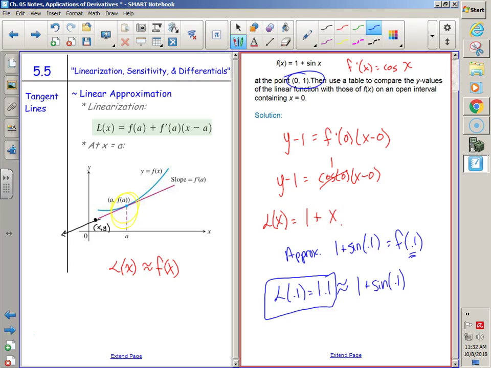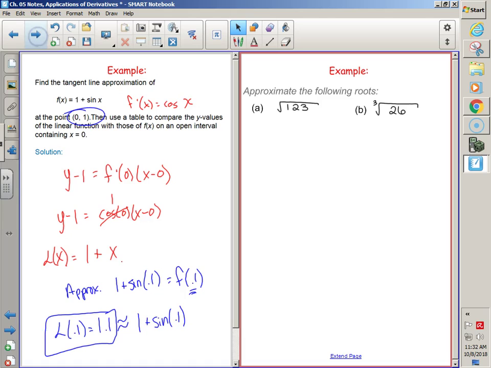Yeah, the slope's different. So maybe there are going to be better ways of approximating as we go through CalcBC. There are. But for right now, is it an approximation? Yeah. Can we use it? Yeah. Is it great? But it's something, right? What's going to happen if I were to go to 0.2, 0.3, 0.4? What's going to happen as I get farther and farther from 0?